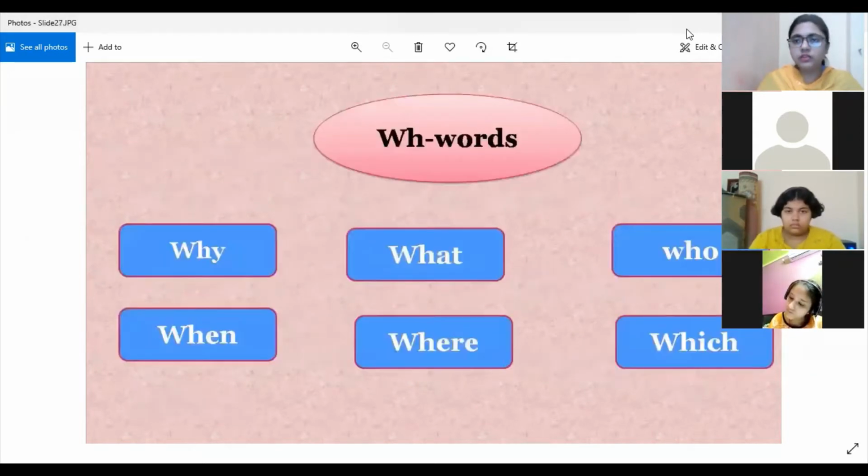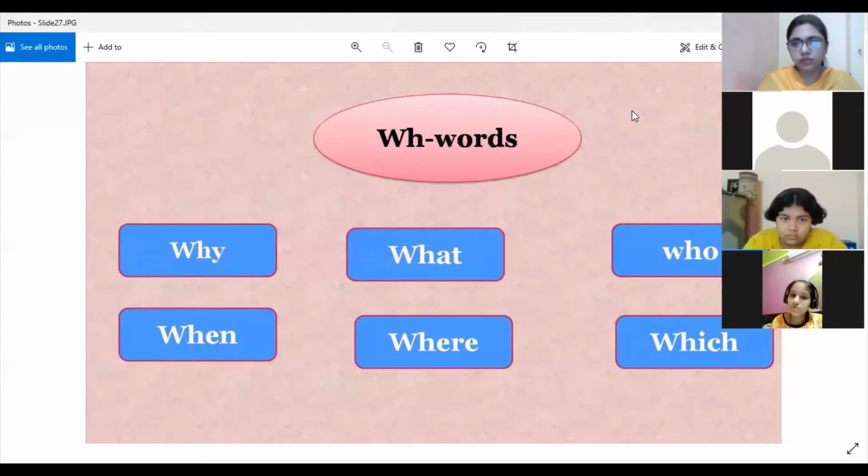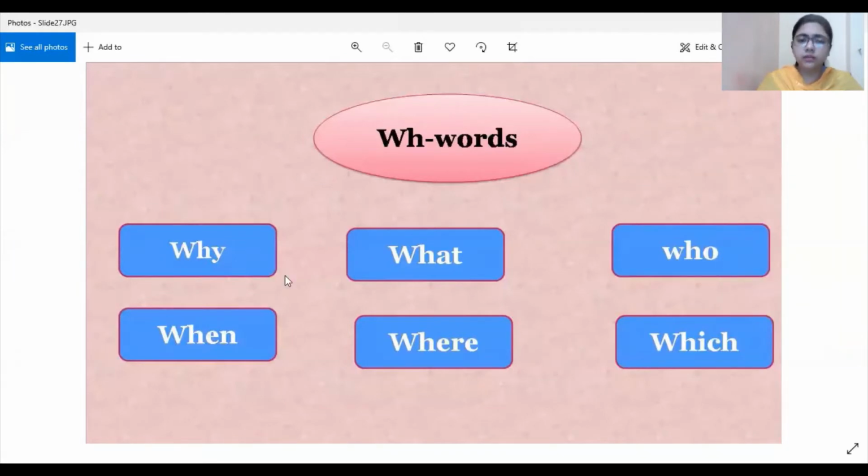Then WH words. Although these words are pronouns only, I have written them exclusively so that it will be easier for you to memorize or remember. All such words which begin with WH, like why, what, who, when, where, which, also introduce a noun clause in a sentence.